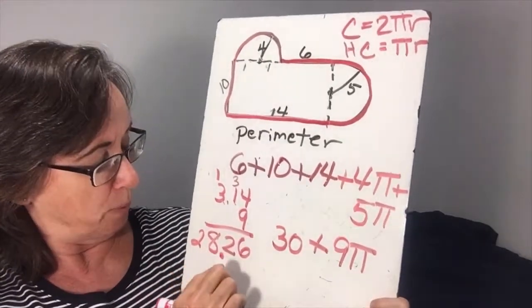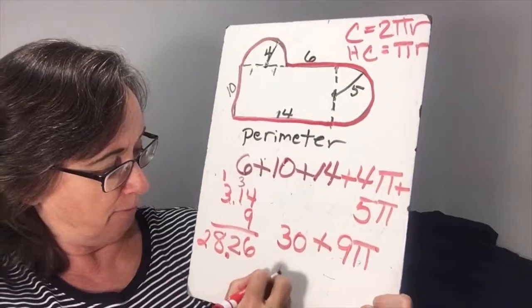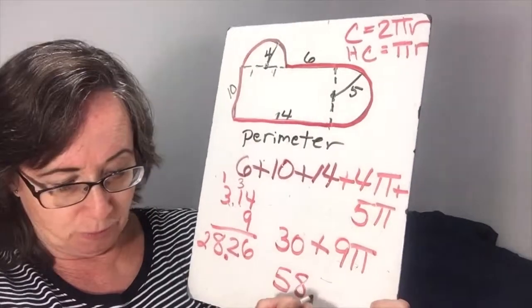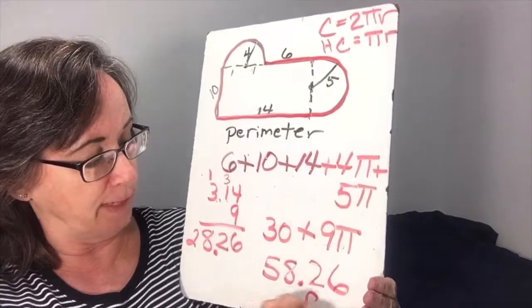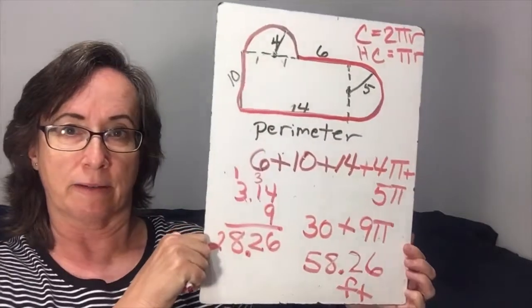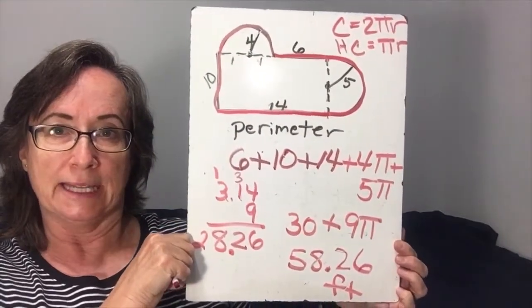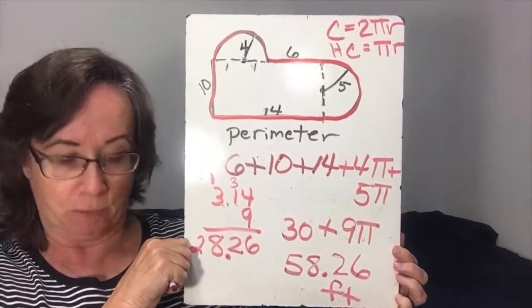So 28.26 plus the 30 is going to be 58.26. And all of those were in feet. So that will be your answer. Okay, so that is example 3.5 in your book worked out for you.